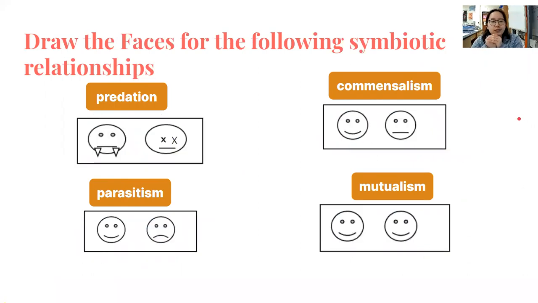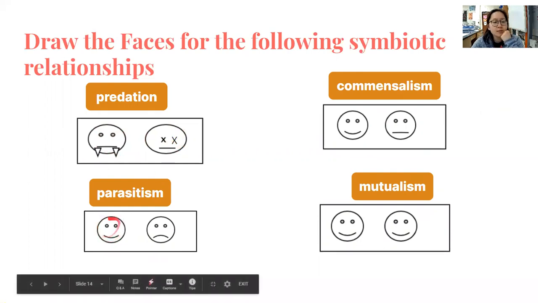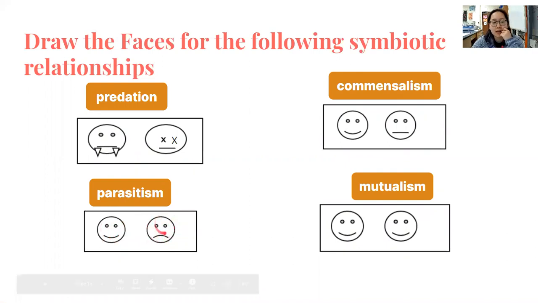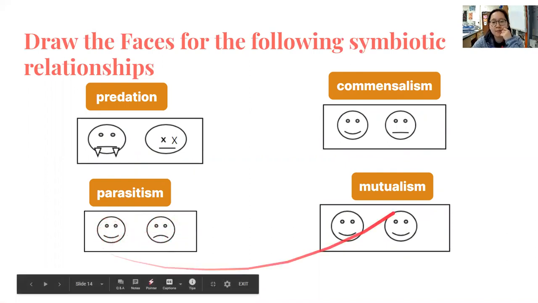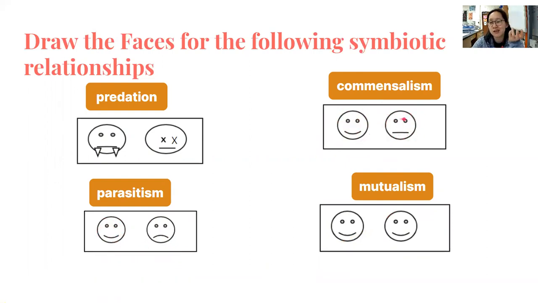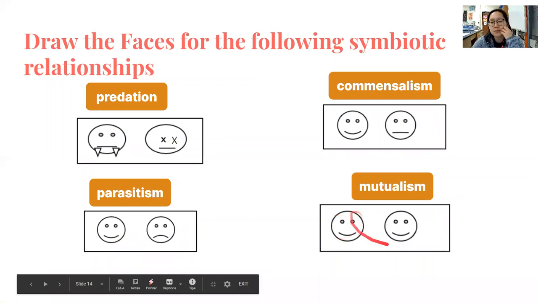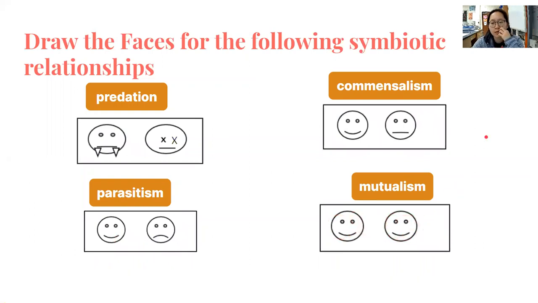Here is the answer. So predation, for the predator, we should have a technically smiley face right here for getting food, and the other one's going to just be dead. It could be frowny or dead. Parasitism, the host is going to be sad because it's negatively impacted, but the parasite is going to be happy. Commensalism means one is happy and one is unaffected or doesn't care. And mutualism means that both are benefiting, so both are happy.